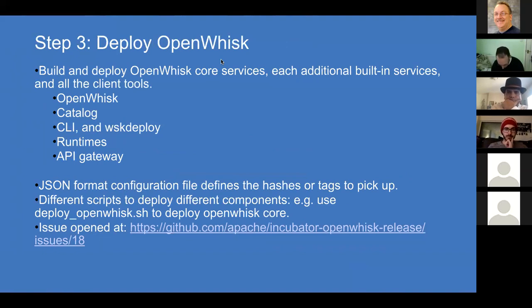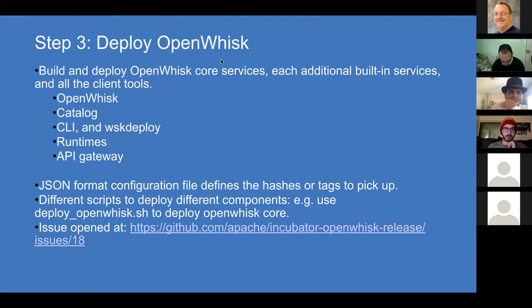We have to make sure that the source code we're about to release is able to be up and running without difficulty, with as few bugs as possible. This is not only the deployment of OpenWhisk core. It also includes some client tools, for example, CLI and deployment, our built-in services, and all the available runtimes, API gateways, catalog, etc.